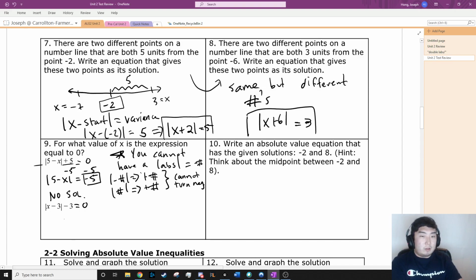But what about this one? If I add 3 on both sides, this is absolute value of x minus 3 is equal to 3. I can solve this one by making a positive and negative version. By adding to get rid of the 3 next to the x. So x is equal to 6, and when you add 3 on both sides, x is equal to 0. So this is true.